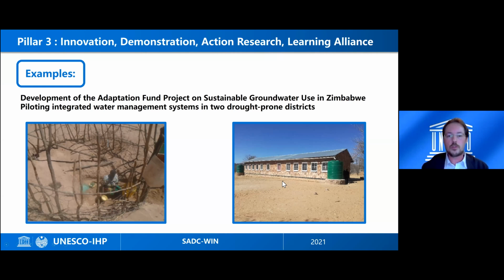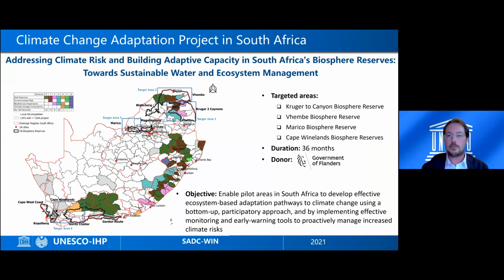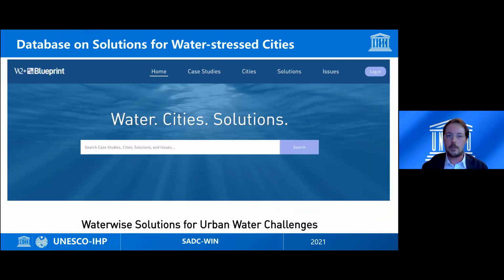Beyond that, we're just starting a new project on building adaptive capacities in South Africa's biosphere reserve. So that's close to Cape Town, as well as other areas in the country, where we will be supporting those areas in setting up long-term impact assessment of climate change and other drivers on sustainable water and ecosystem management. And of course, the topic of today is about a database on solutions for water-stressed cities, or in general, waterwise solutions for urban water challenges. And that will be presented by our colleagues from W12.